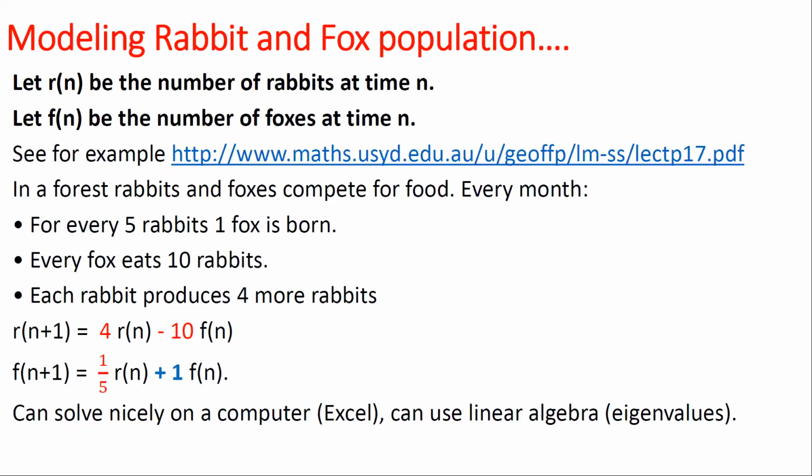So you can Google the web. I found a nice set of notes online. I've got the link right over here, and they gave the following model. For every 5 rabbits, 1 fox is born. Every fox eats 10 rabbits. Each rabbit produces 4 more rabbits. I think they were doing things on a monthly basis. So this gives us the equations Rn+1 = 4Rn - 10Fn, and Fn+1 = 1/5 Rn + Fn. These are the values for a simple model, and we want to figure out how many rabbits and foxes there are at any moment in time.